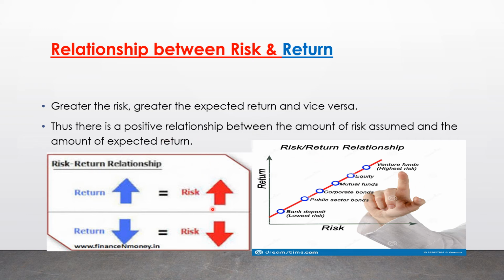So here in the graph, you can see that risk is on the x-axis and returns are on the y-axis. Bank deposits are a secured place wherein the risk is low and the return will also be low. Then coming to public sector bonds or corporate bonds, medium risk will be there and the returns will also be minimum or medium. Next, mutual funds, equity and venture funds. Here the highest risk is present in venture funds, wherein the return will also be high in the long run.